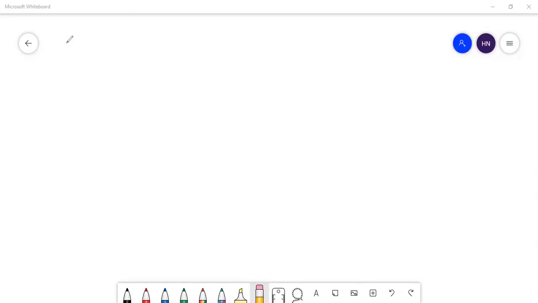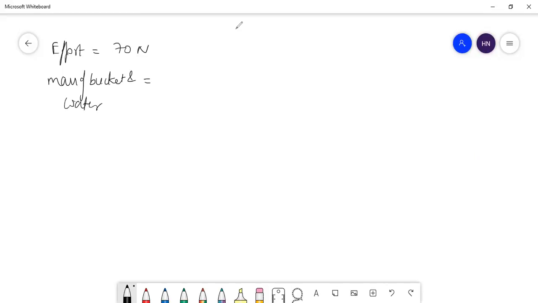Okay, sir, I'll write the data if you need. So what all things are given? Sir, can you repeat the question? Yeah, the force applied by the woman is nothing but the effort, specified as 70 Newton. Yes, sir. Then they have given the mass of bucket and water pulled using a fixed pulley, which is 6 kg, and acceleration due to gravity is given as 10 meter per second square. You need to calculate the value of mechanical advantage.